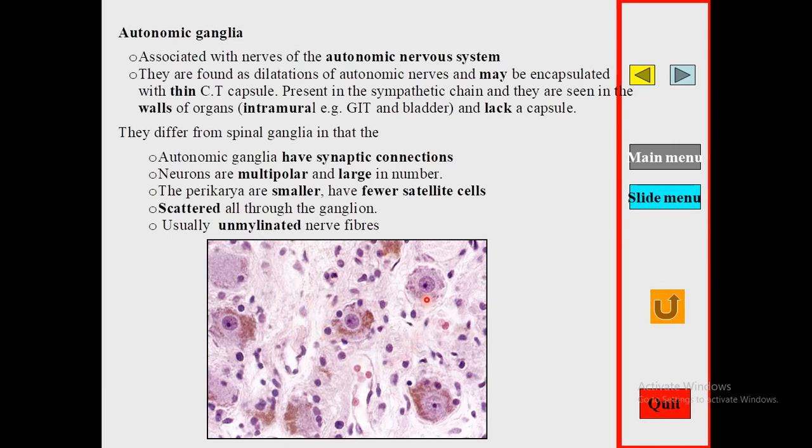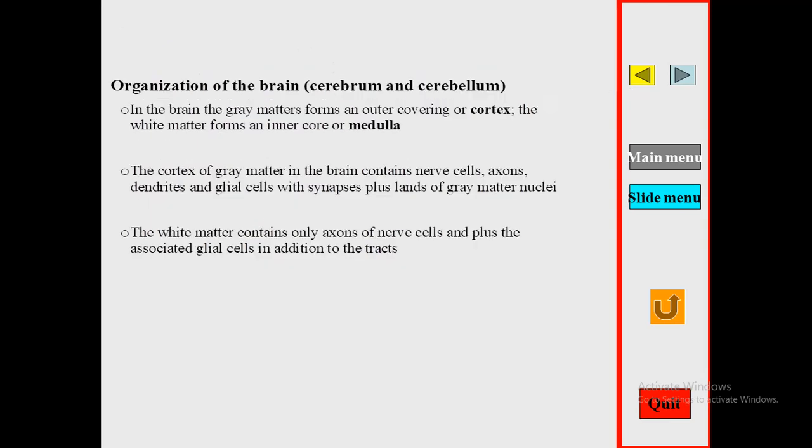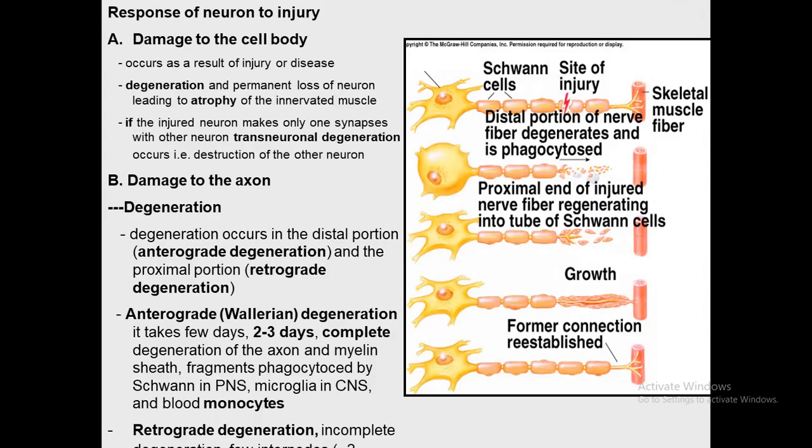The final difference is that the neuronal cell bodies are diffused all through the ganglia. They are not aggregated in a part of the ganglia. Those are generally the differences between the two ganglia. In the spinal cord and the brain, we only have to know that we have gray matter and white matter. Gray matter is on the outside in the brain, unlike within the spinal cord, where it is in the middle, and it forms the cortex within the brain, while the white matter is called the medulla.